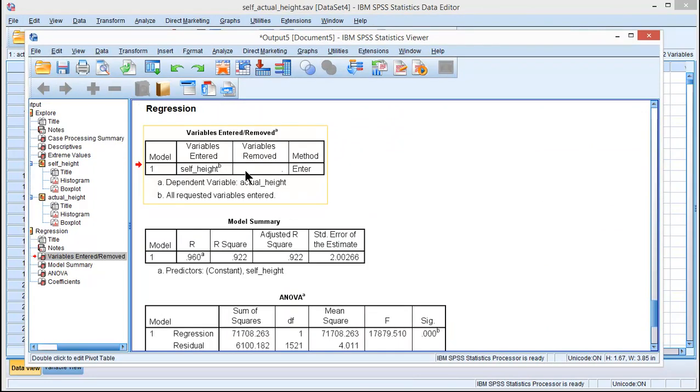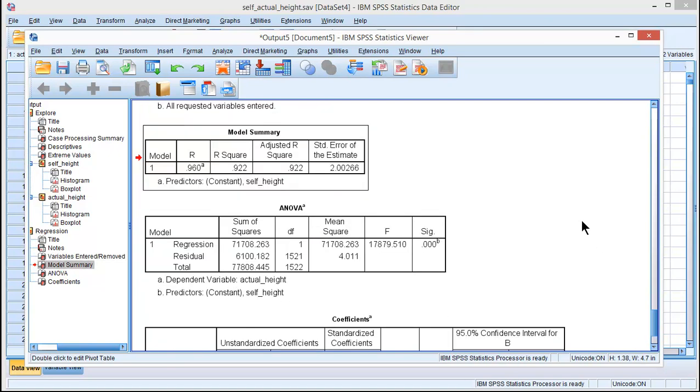So we can see here in this table that self-height is the independent variable, and the dependent variable is actual height. And then we get the model summary, which really is more relevant to something called multiple regression, but you get it here in the bivariate regression case as well. And the model R is 0.96. This is essentially a Pearson correlation in the context of a bivariate regression. And then we get the R squared value, 0.922. So 92.2% of the variability in actual height is accounted for by self-report height. So there is a very large correlation between self-reported height and actual height.